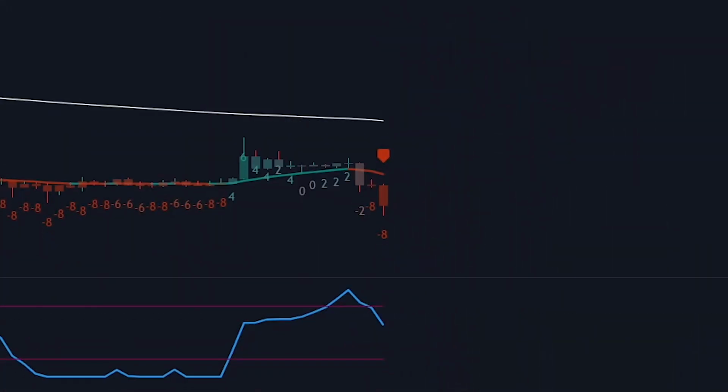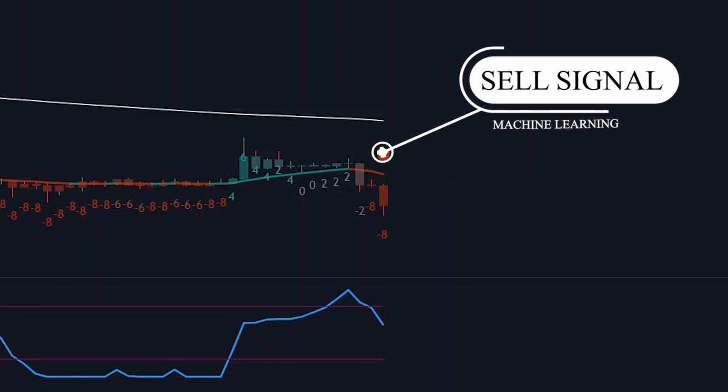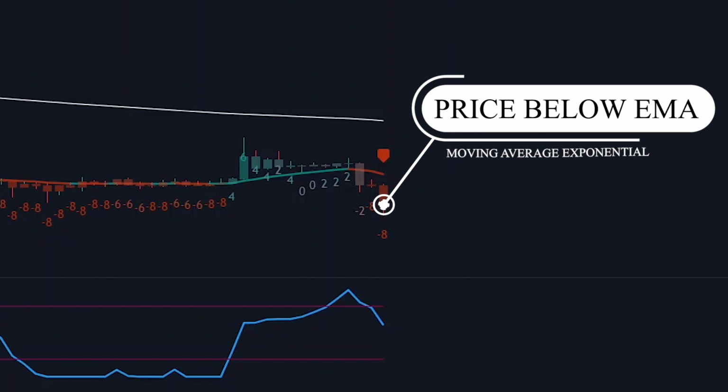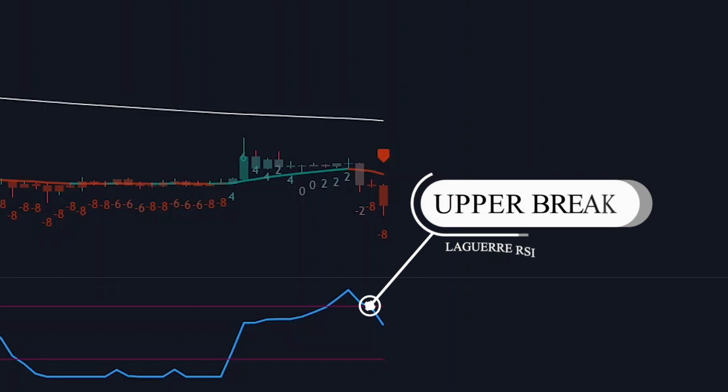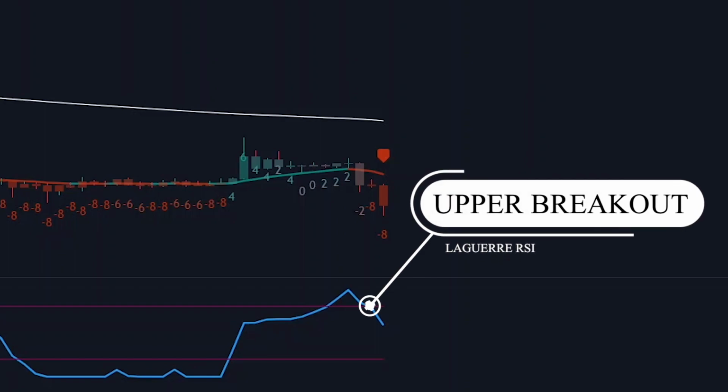Same conditions apply for entering short trades, but reversed. So first, we will wait for this red signal, which is the sell entry signal. Second, we will make sure that the price closed below the EMA line. This indicates that we are currently in a short-term downtrend, which could possibly turn into a long-term downtrend. And lastly, the blue line in Laguerre RSI indicator must cross the upper red band downwards.